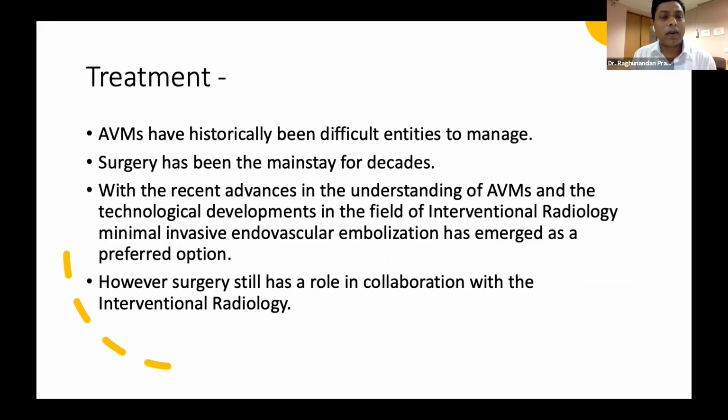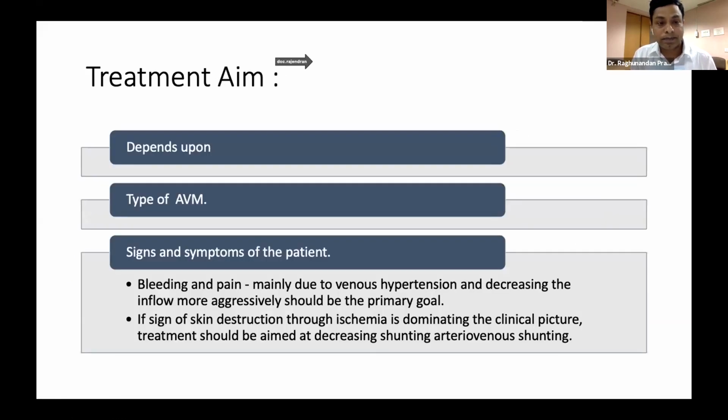historically, these high flow AVMs have been very difficult entities to manage. Surgery has been the mainstay for decades, but with the recent advancement in the understanding of histopathology and angioarchitecture of these high flow lesions, and development in the field of interventional radiology, now all these lesions can be very well managed by endovascular embolization, and this endovascular embolization has emerged as a preferred treatment option. However, surgery still has a role, and in collaboration with interventional radiology, results can be much better.